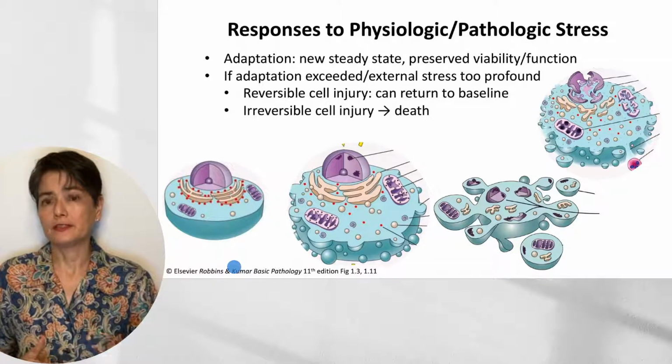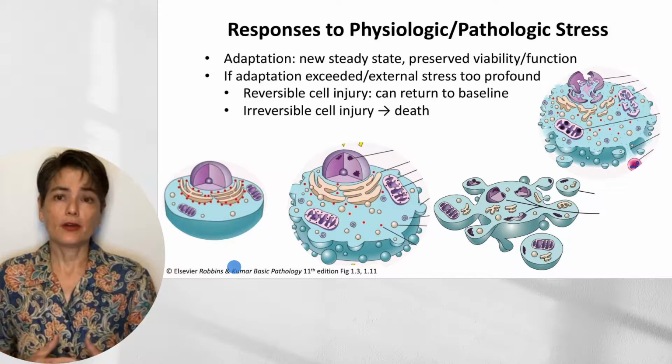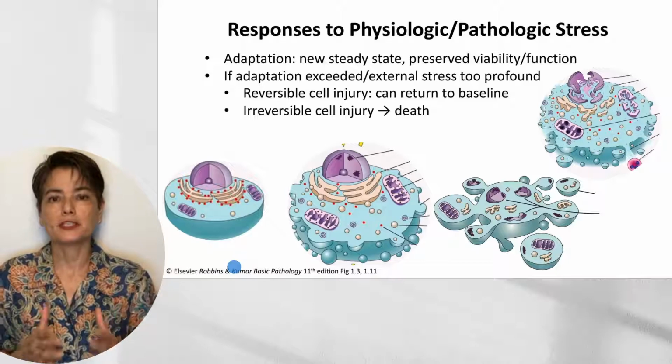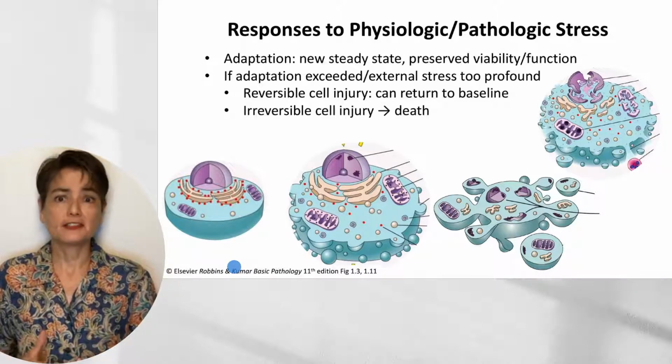So for example, in the instance of pregnancy, perhaps additional genes are upregulated, more proteins are made to deal with this additional stress. In the case of hypertension, the cardiac myocytes might hypertrophy, thereby giving it the ability to press against that increased pressure. However, if this adaptation is exceeded or the external stress is too profound, then we will move on to cell injury.